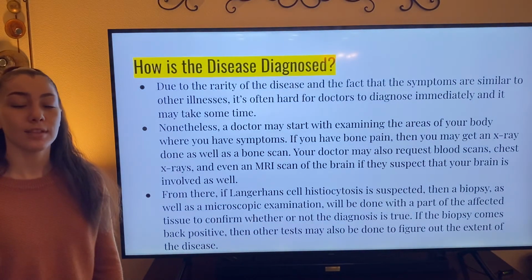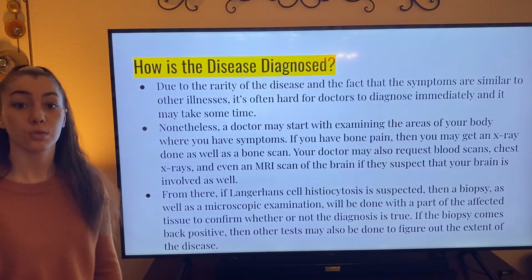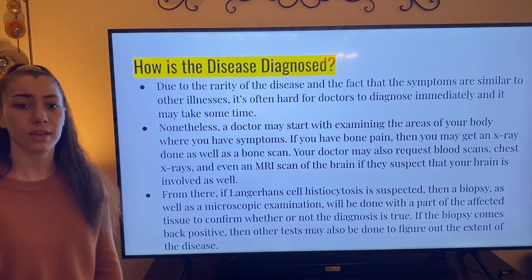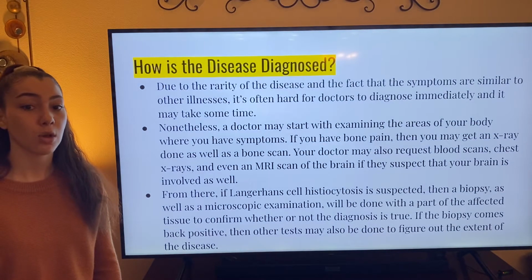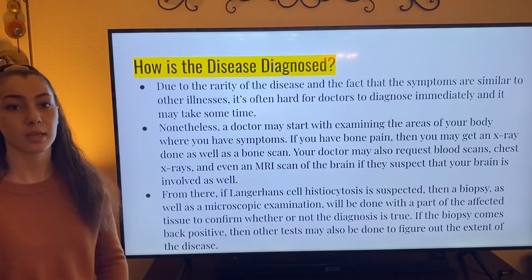From there, if Langerhans cell histiocytosis is suspected, then a biopsy as well as a microscopic examination will be done with a part of the affected tissue to confirm whether or not the diagnosis is true. If the biopsy comes back positive, then other tests may also be done to figure out the extent of the disease and just how bad it is and what needs to be done from there.